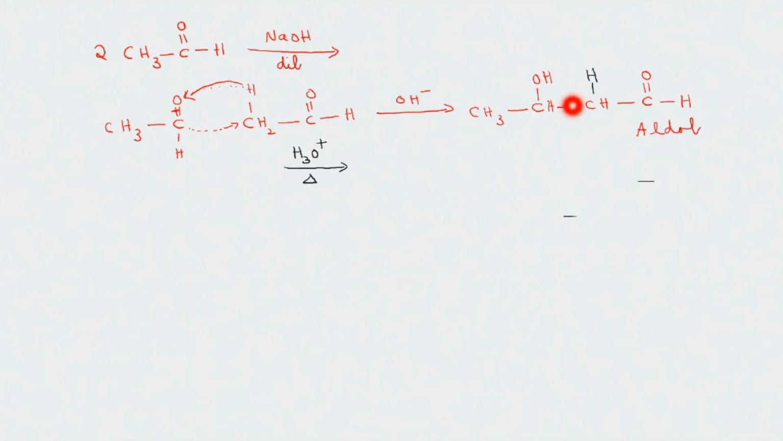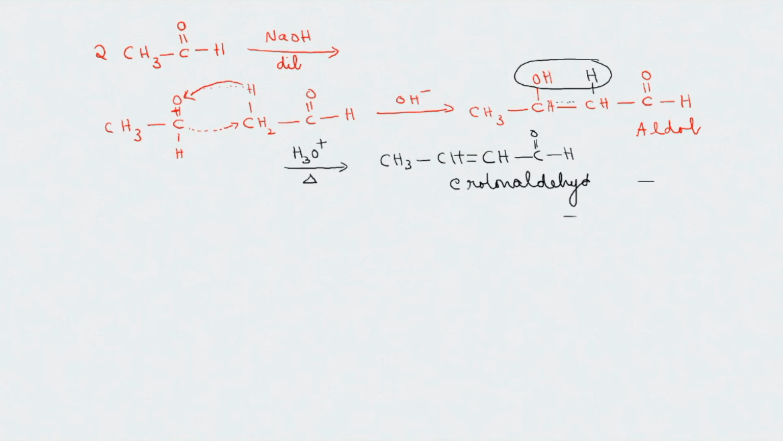Right. Beta hydroxy aldehyde, upon heating in presence of some dilute acid, what will happen? This molecule of water will be eliminated. Then you will be getting a double bond between these 2 carbon atoms. Write the product of the reaction. You will be getting CH3, CH double bond CH, then C double bond OH. Alpha, beta unsaturated aldehyde you will be getting, and in this case it has a common name. What's the name of that? This is known as croton aldehyde. You should remember it.